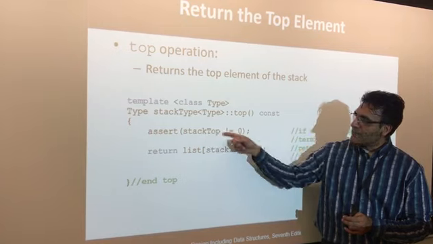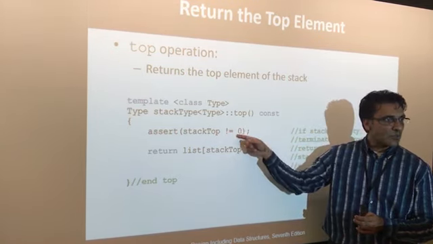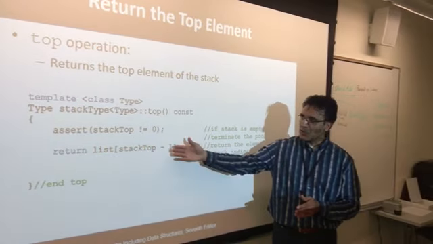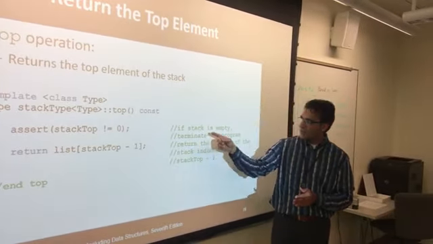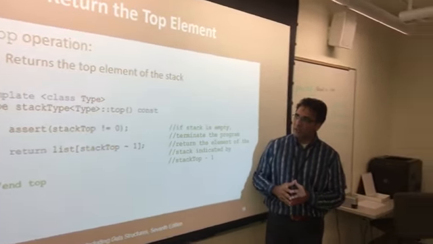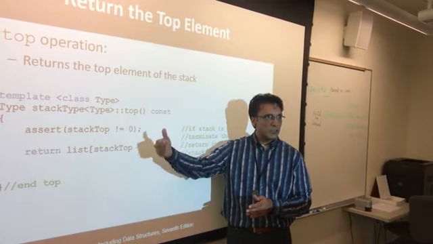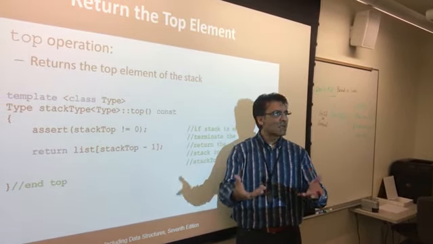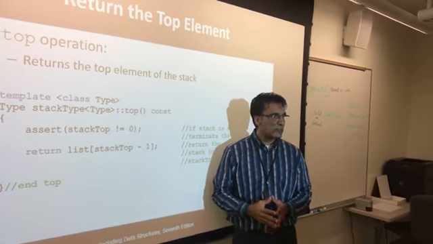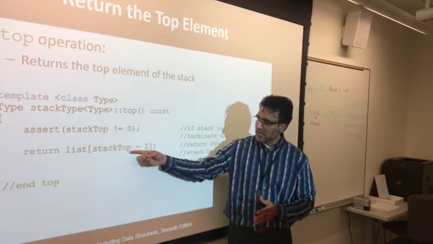Here you're checking if stack top is not equal to 0. It has some data. Then continue. Otherwise, if the stack is empty, terminate the program. So this assert function, if the value is equal to 0, then it's going to stop. It says, well, I have nothing to return back to you. I don't have any top value because array size is equal to 0. So this will be displaying the data.